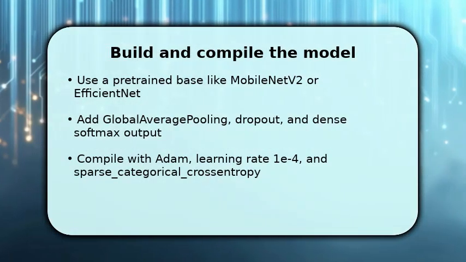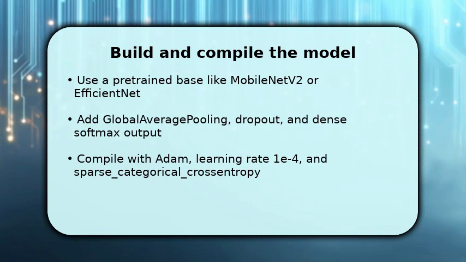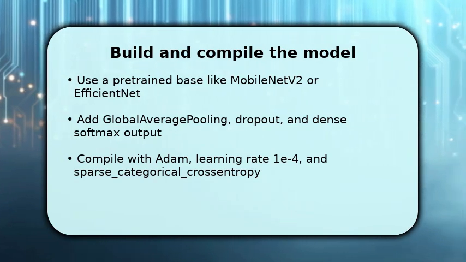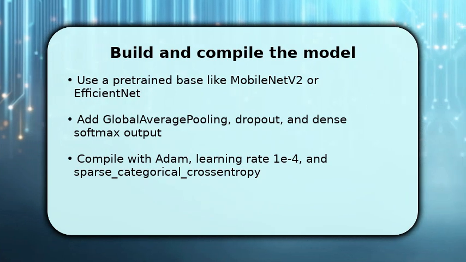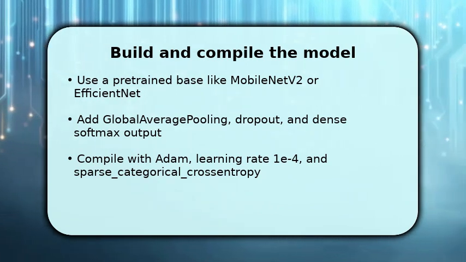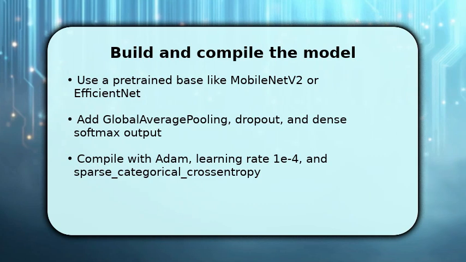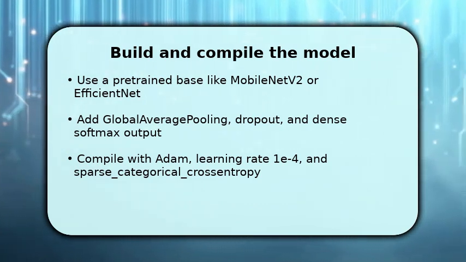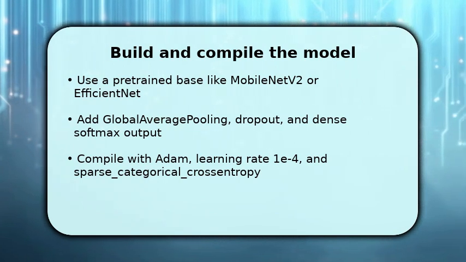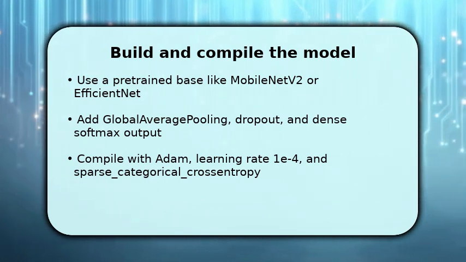Now assemble the model. Load a pre-trained backbone without top layers and freeze its weights initially to conserve features. Then attach global average pooling, a dropout layer for regularization, and a final dense softmax for your class count. Compile the model with Adam at 1e-4 and sparse categorical cross-entropy so labels can be integer encoded.